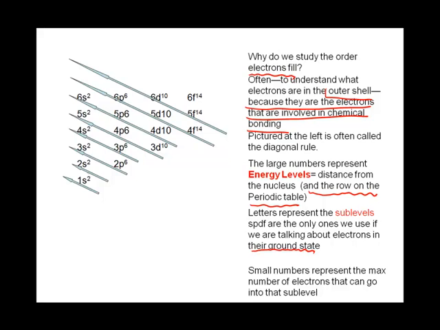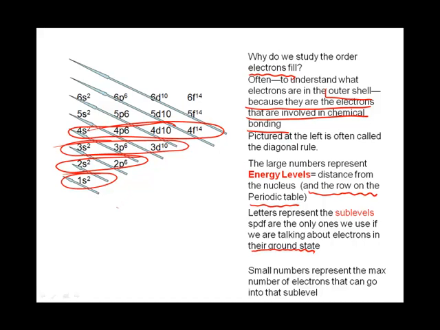And the small numbers, like here, 2, 6, 10, and 14, those are the maximum number of electrons we can fit into the sublevel. So if you want to know how many electrons can fit into an energy level, you just look across at the entire energy level. 2 electrons in the first energy level, 8 in the second energy level, 18 in the third energy level, and in the fourth energy level, many more than that.